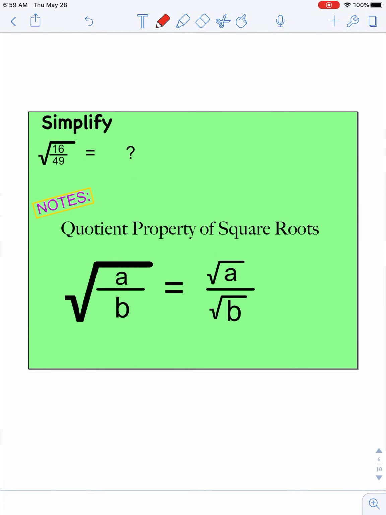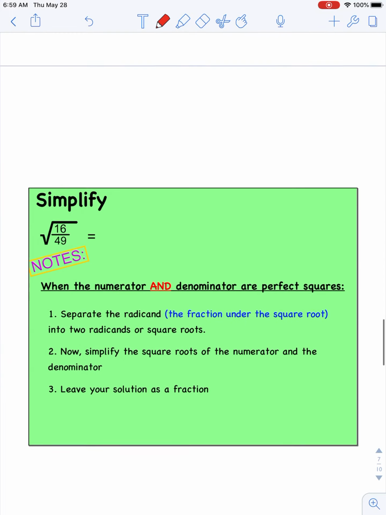But if not, then we're going to use what's called the quotient property. It's kind of like the multiplication property, except if you have division under your square root, if you have two numbers divided under the square root, you can divide them separately. So when you look at the square root of 16 over 49, you can separate those into the square root of 16 over the square root of 49. And the square root of 16 is a perfect square, that's 4. And the square root of 49 is also a perfect square, 7. So sometimes they work out really nice like that.